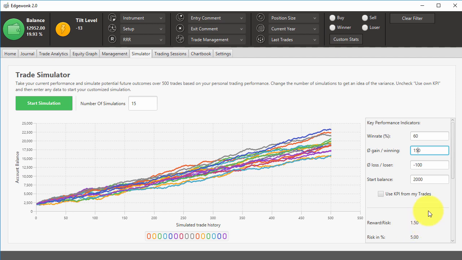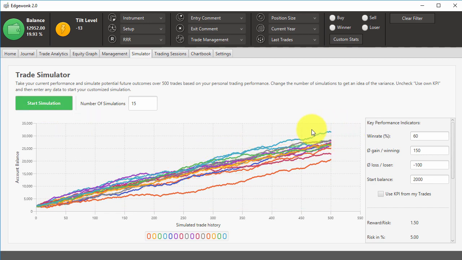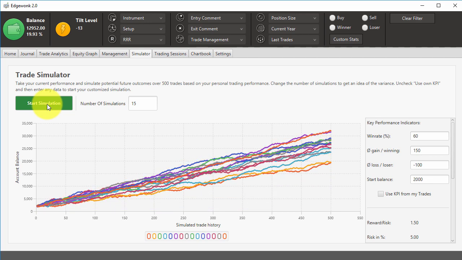So we kept the reward to risk ratio constant, we just increased the position size and the risk to 5%. And you can now see that although the account growth is faster, the graphs are further apart from each other, which means that you can expect more swings, more account volatility, and overall a more unstable growth.